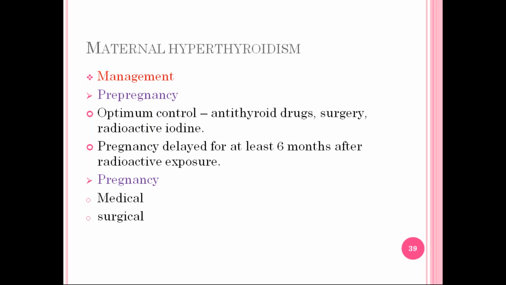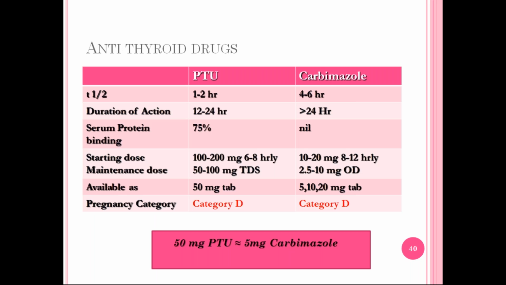In pregnancy, there are two treatments, medical and surgical. Here, what are the antithyroid drugs? In hypothyroidism, you give only Eltroxin. In hyperthyroidism, there are two drugs, propylthiouracil and carbimazole. Which is most preferred? Propylthiouracil is preferred over carbimazole. But if she is on carbimazole, you need not shift to propylthiouracil. But you prefer propylthiouracil.